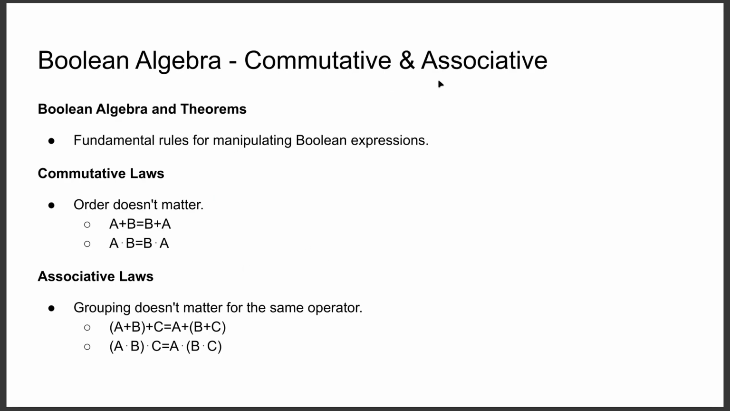Boolean algebra: commutative and associative laws. Boolean algebra and theorems are fundamental rules for manipulating Boolean expressions. The commutative laws: order does not matter. For example, A or B is equal to B or A, and A and B is equal to B and A. Associative laws: grouping doesn't matter for the same operator. So (A or B) or C is equal to A or (B or C). Another one, (A and B) and C equals A and (B and C).